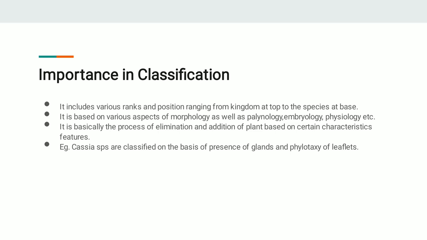Okay, if similar characters are found, then they are in the same group. If the characters are changed, then they take place in another class, just like that. So here is one of the examples. Cassia species are classified on the basis of presence or absence of glands and phyllotaxy of leaflets.